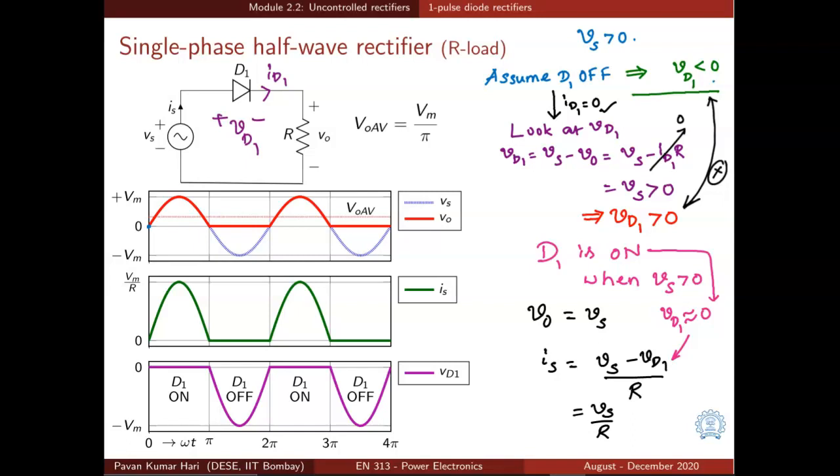The output voltage will be simply equal to Vs, because the voltage across the diode VD1 can be neglected when it is on. This is true in most of the power electronic circuits, where the voltages are much larger than the drops that occur across the diode. Diode drops hardly 1 or 2 volts, whereas Vs, in the most realistic case, is an AC source. Usually we have 230 volts RMS voltage, so the peak voltage Vm itself is 325, which is much larger than the 1 or 2 volt drop. So our assumption of output voltage being equal to input voltage when the diode is on is valid.